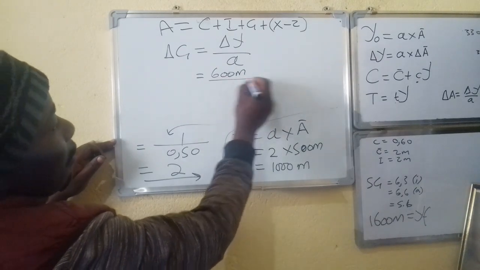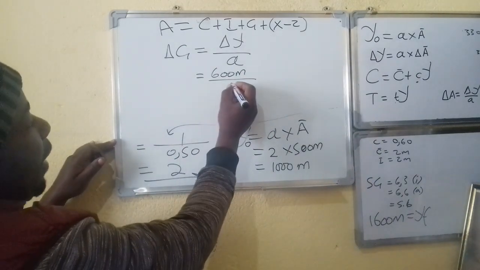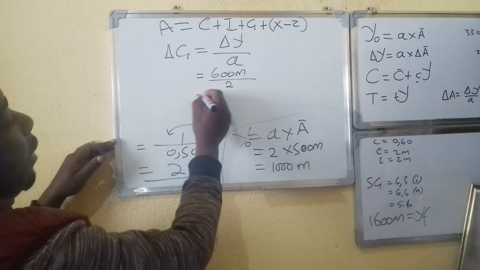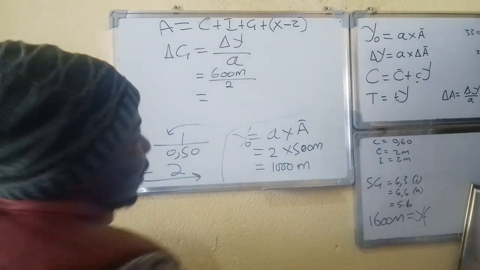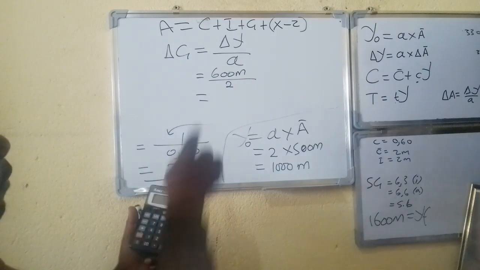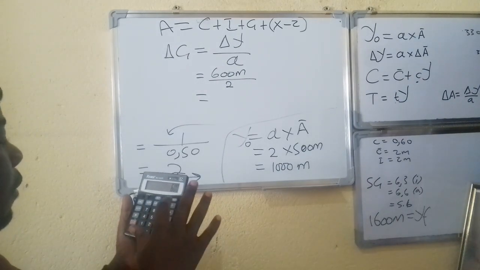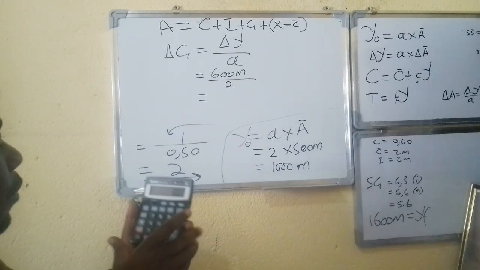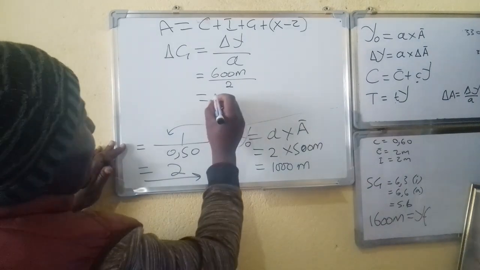Okay? And then what is our multiplier? Our multiplier is 2. And then what is our answer there? 600 divided by 2. So it's 300 million.